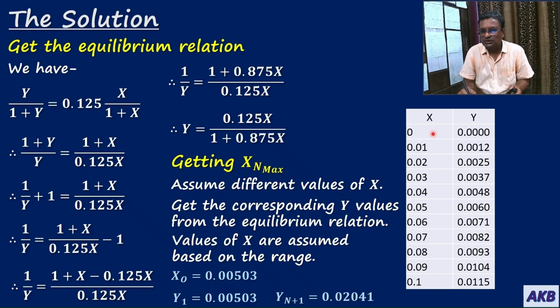So for that I will choose values of X in this way: 0, 0.04. I will skip the odd 0.01, 0.03. I will skip these. So I will choose 0, 0.02, 0.04, 0.06, 0.08, 0.1, then 0.12, so that it will be easy for me to cover the entire range of Y. So that is what I will be doing next. So let us do that.